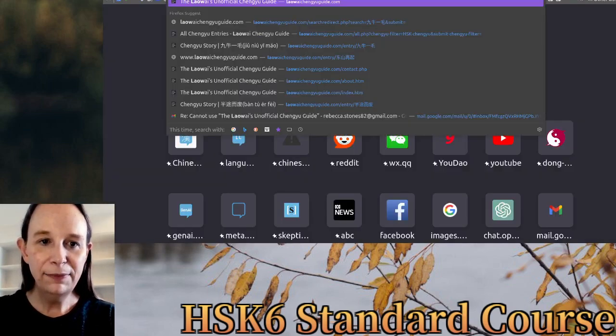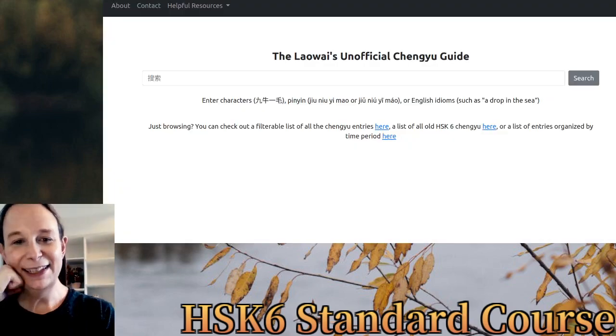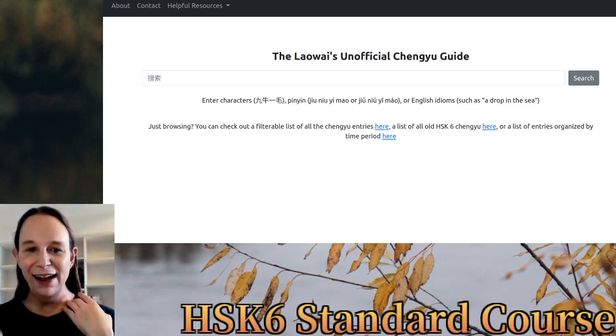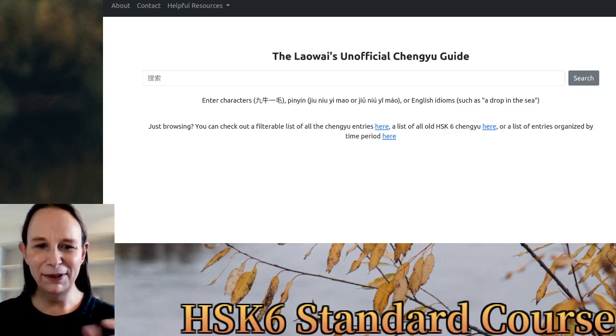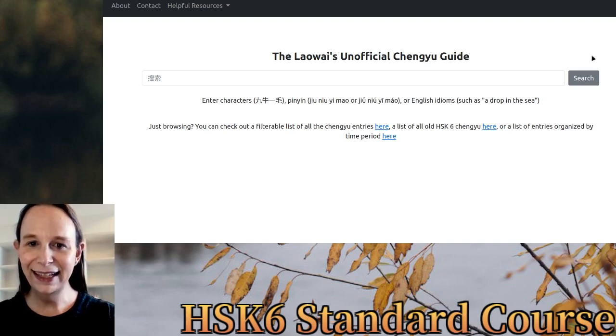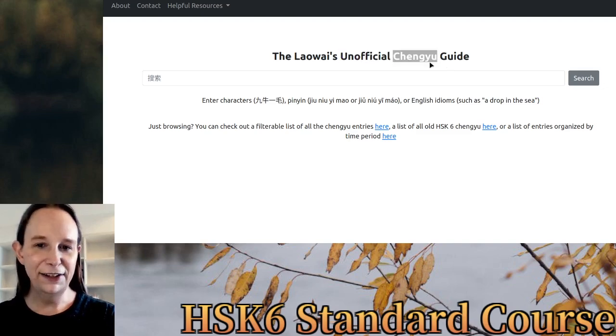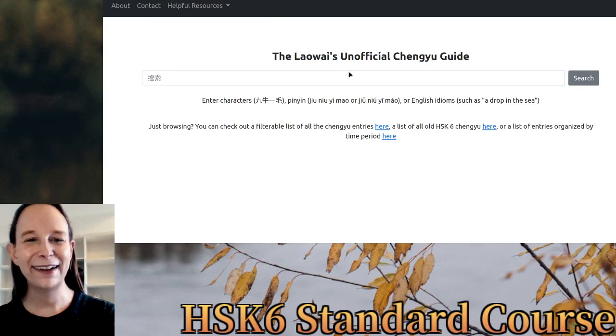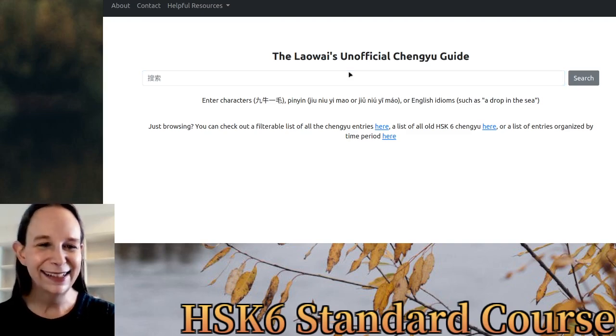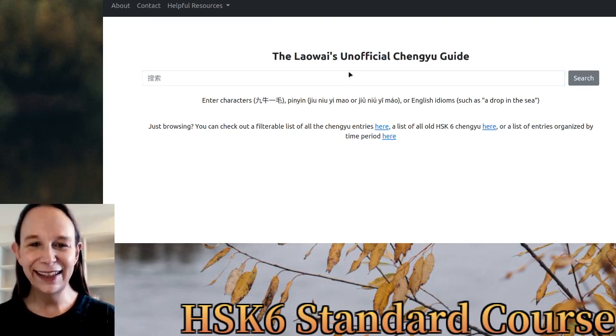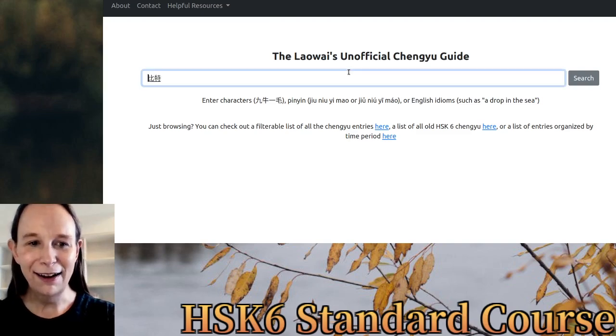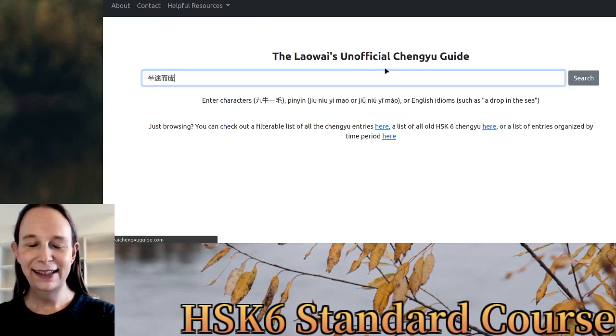So, 老外, it's back. It's back. I've been having trouble with this site, and other people on Reddit were having trouble with this site recently. Laowai's unofficial Chengyu guide. I believe there is no such thing as an official Chengyu guide, so you don't really need that. Although the Laowai implies, like, Chengyu have been evolving over the last 3,000 years or something. Anyway, 半途而废. Let's see what we got.